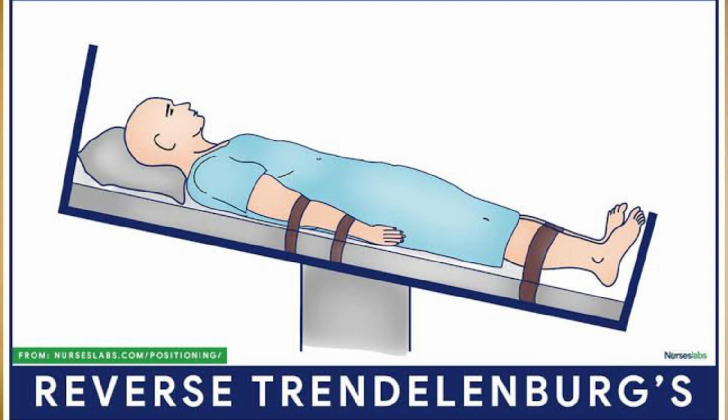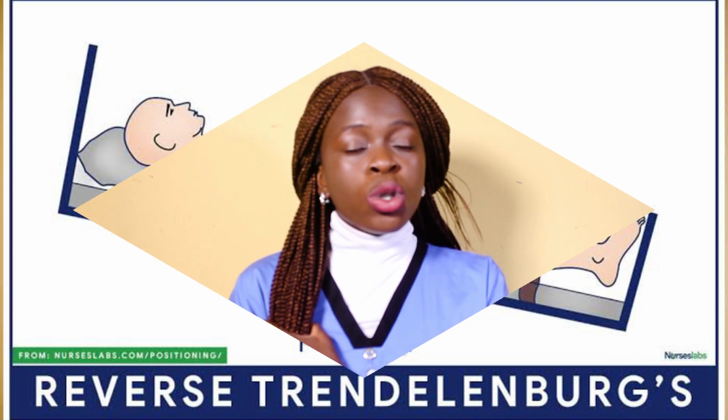So you have to use this Trendelenburg to gradually get to where you are going to. It can also be used to prevent esophageal reflux. Then the other position I'm going to be talking about is the knee chest position.